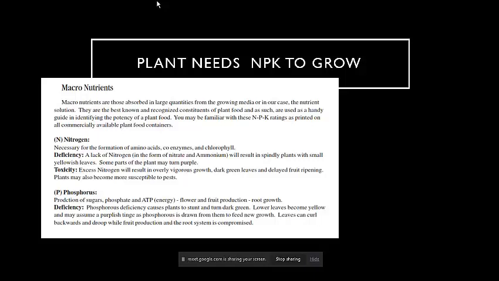Okay, so what is the toxicity? What will happen if there is excessive nitrogen? Who will tell me? What will happen when nitrogen is in excessive amount? How will you find out?